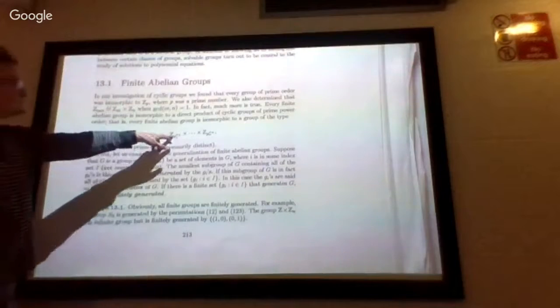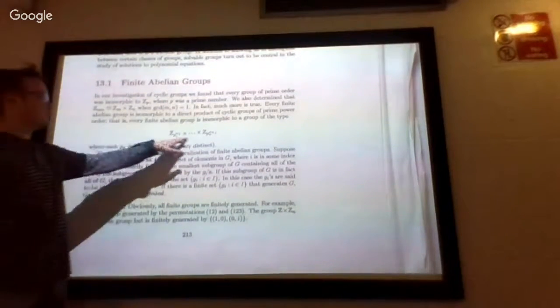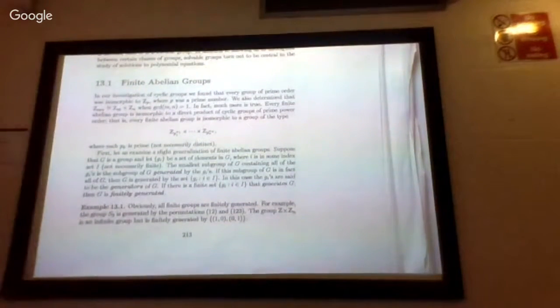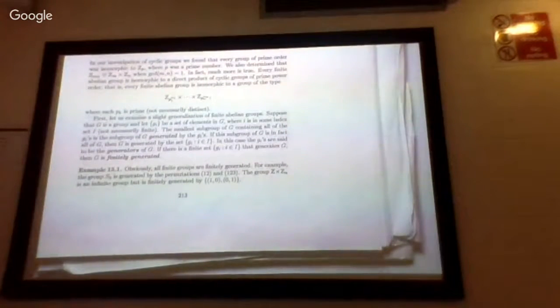And in fact, much more is true. This is the basic result of the theorem that we've just been looking at. Every finite abelian group can be written as a direct product of cyclic groups of prime power order p^k, for each p^k not necessarily distinct. He introduces some terminology here around generators.